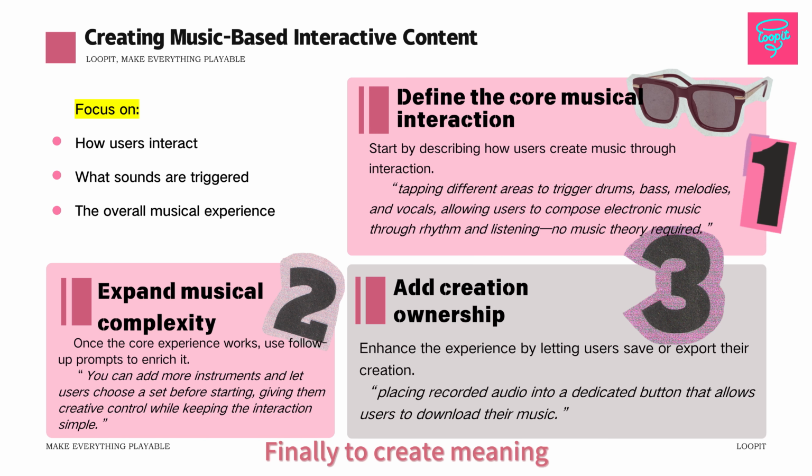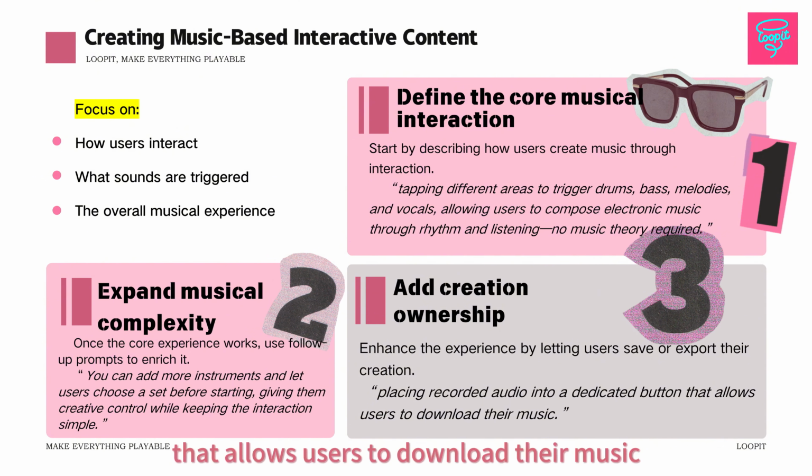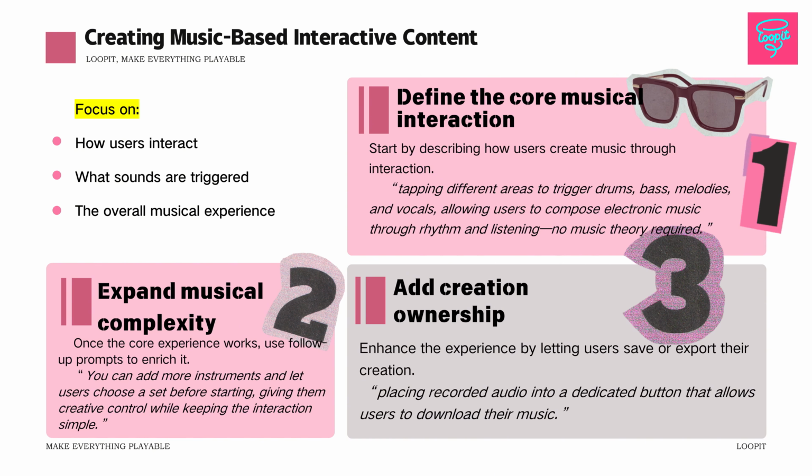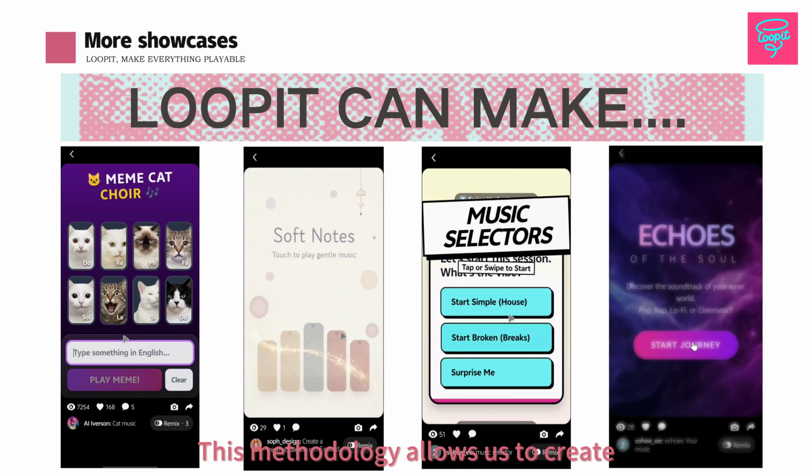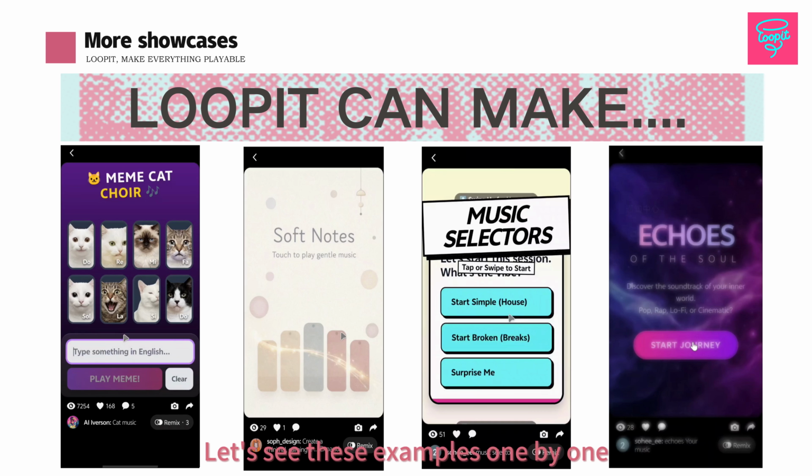Finally, to create meaning, add creation ownership. Let users keep their work. Place recorded audio into a dedicated button that allows users to download their music. This methodology allows us to create a wide range of playables, from a quick meme cat choir to soft note touch instruments to dynamic music selectors or even introspective journals like Echoes of the Soul. Let's see these examples one by one.